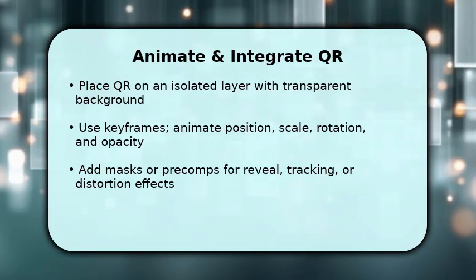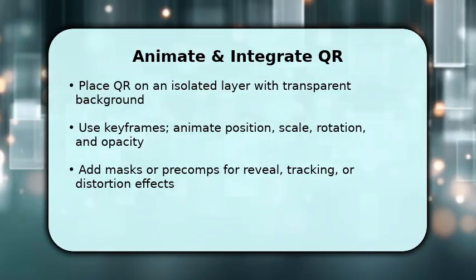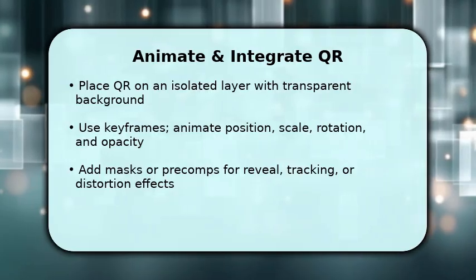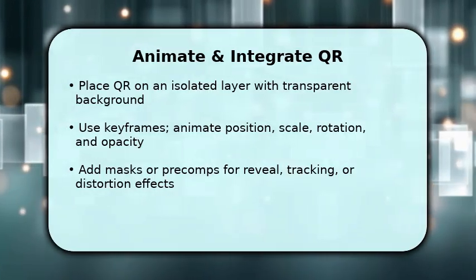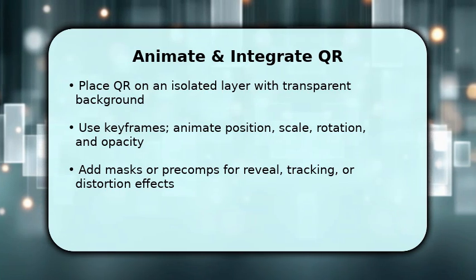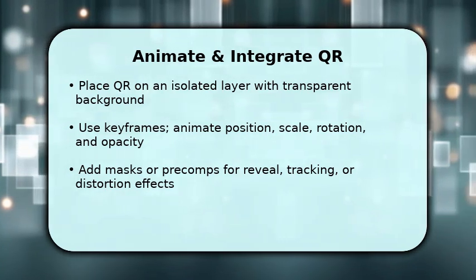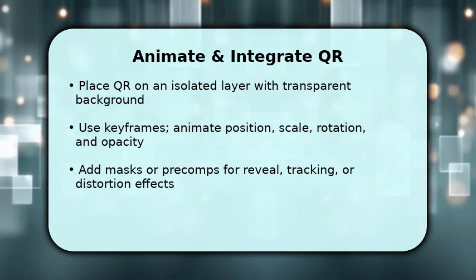If you need reveals or augmented effects, pre-compose or use masks so modifications don't alter core modules. Once moved, test at native size and simulate camera distance. Make adjustments to keep modules clear and contrast above rough.